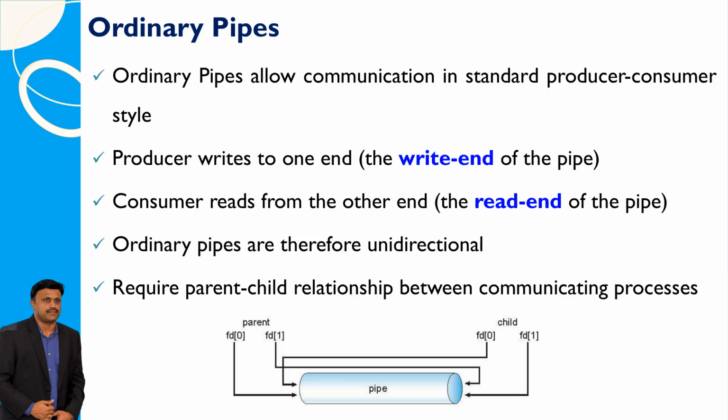Ordinary pipes facilitate communication between processes in a standard producer-consumer manner. In this setup, the producer writes data to one end of the pipe, the write end, while the consumer reads from the other end, the read end, making the communication unidirectional. This mechanism necessitates a parent-child relationship between the communicating processes.